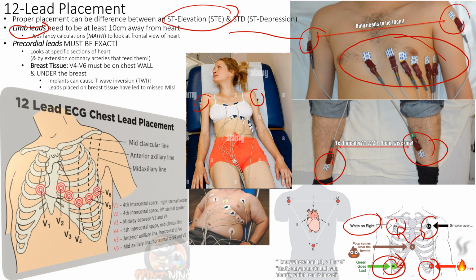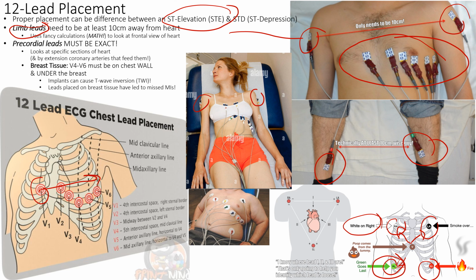It looks right through from V1, looks right through the heart. It looks at the septum of the heart, for instance, right? So these need to be placed where you want them to look exactly, because the limb leads do math and physics to figure it out. As long as it's more than 10 centimeters, the math will check out. But these are looking exactly where you want it to be looked at, right?